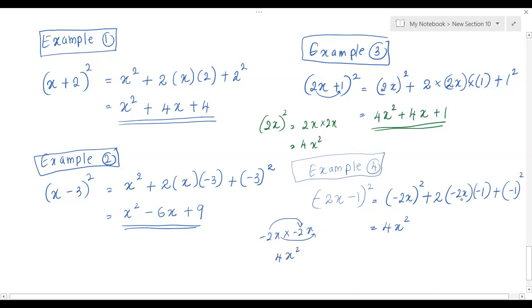Here plus 2 into minus 2x into minus 1, then the answer is plus 4x. Minus 1 squared means minus 1 into minus 1, it becomes plus 1. Then the answer is 4x squared plus 4x plus 1. Okay, did you understand this one? Is this clear?